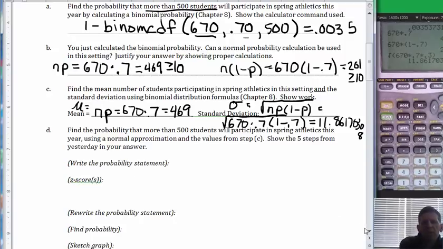Part D is going to utilize what we learned in our previous class, which is finding the probability that more than 500 students will participate in spring athletics this year using a normal approximation and the values from part C. Show the 5 steps from our last class period in your answer. So what's this going to look like here? We're looking for the probability that more than 500 students will participate. Usually we just say we're looking for the probability that X is greater than 500.